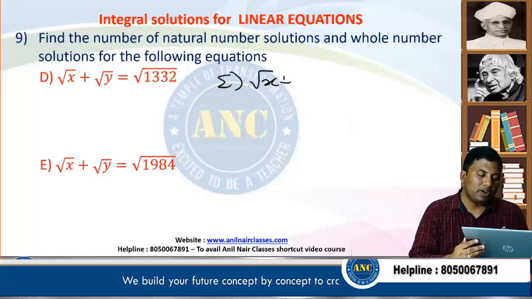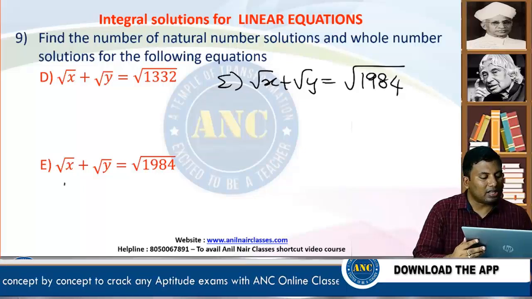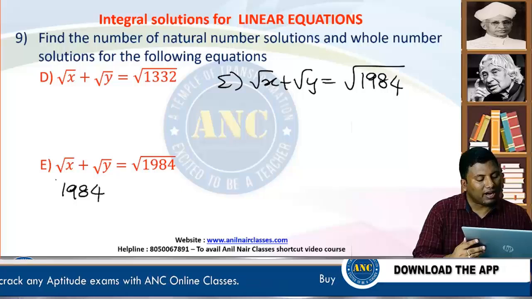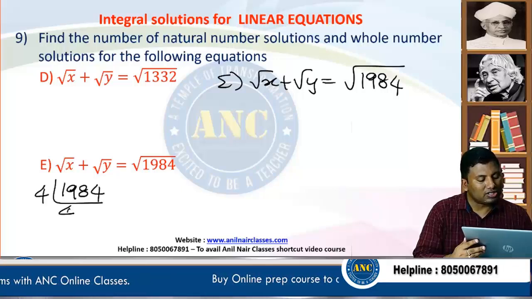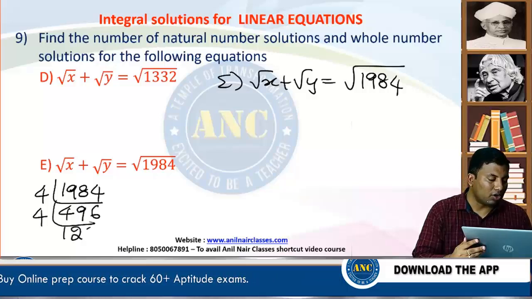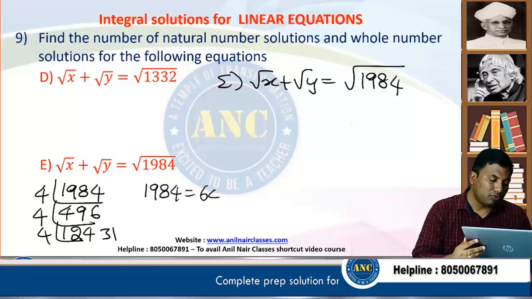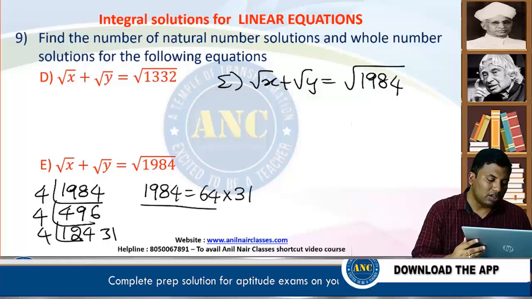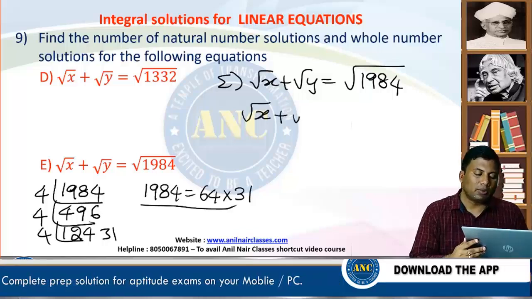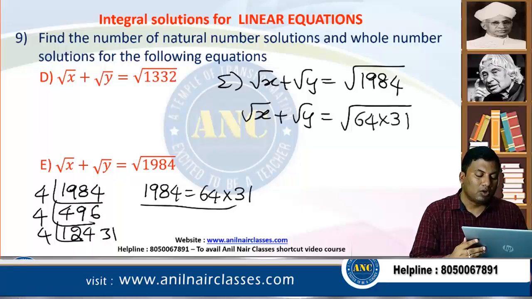Root x plus root y equivalent to root of 1984. Let us factorize 1984. If I factorize it, 4 4s are 16, 4 9s are 36, 4 6s are 24, 4 31s are 124. So 1984 is nothing but 64 into 31. So root x plus root y is nothing but root of 64 into 31. Root x plus root y is 8 root 31.